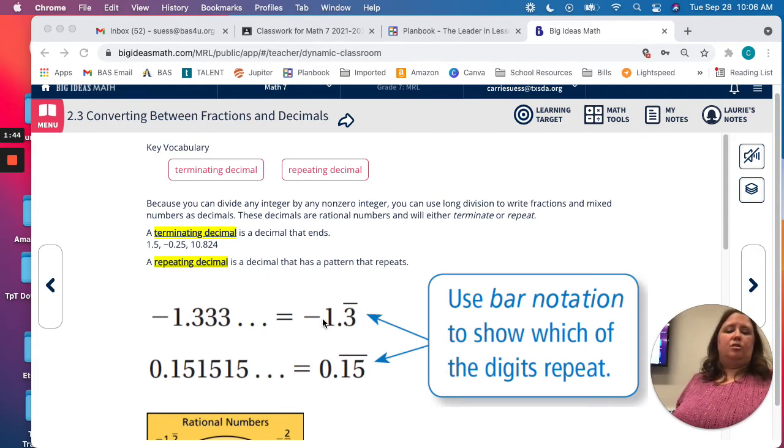Here is the way to shorten it when you write it on your papers. You're going to say 1.3, and whatever the repeating number is or pattern, you write that one time and put a bar across it. Put this in your journals.